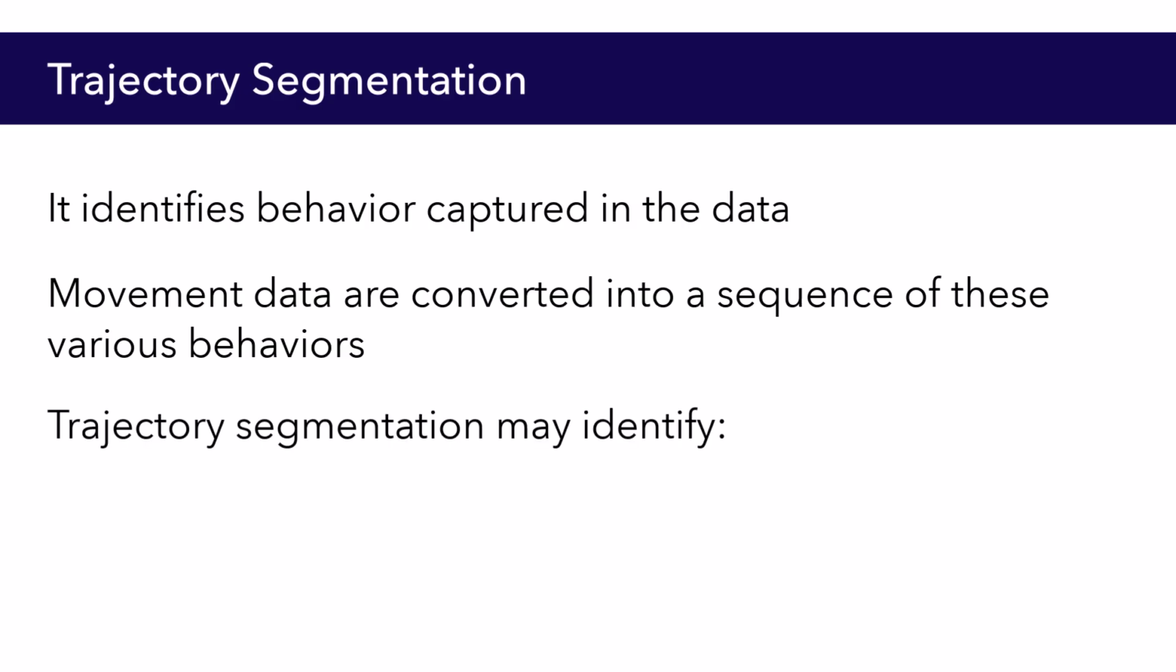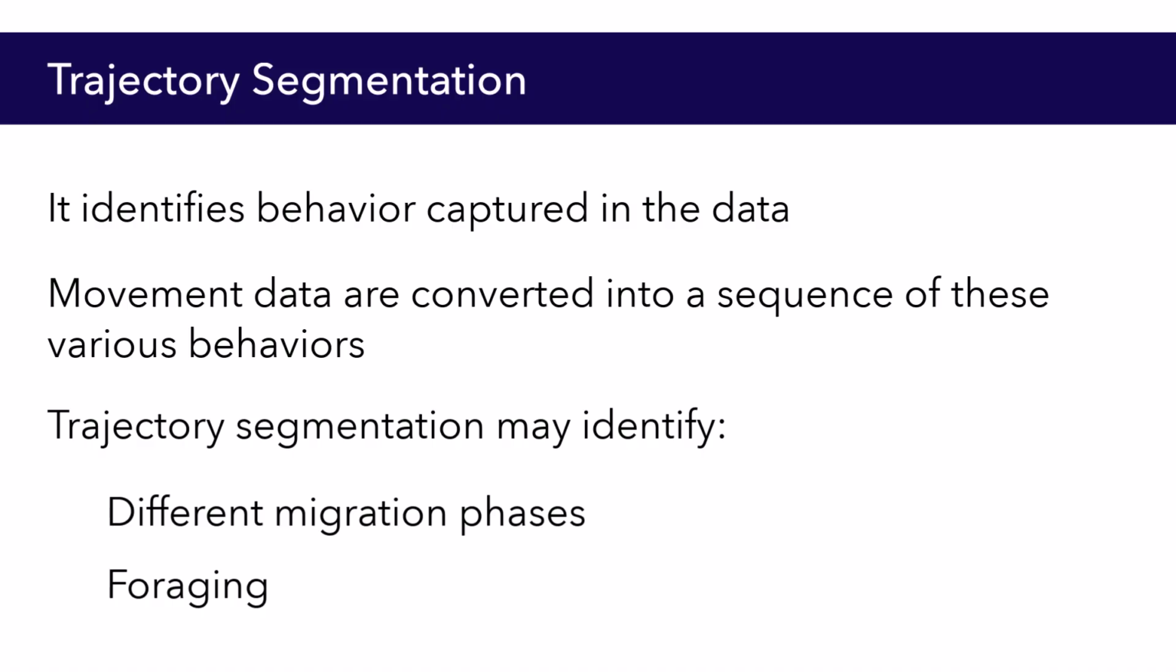In movement ecology, trajectory segmentation can be applied, for example, to identify different phases in the migrations of animals, or to detect behaviors such as foraging, hunting, and resting.